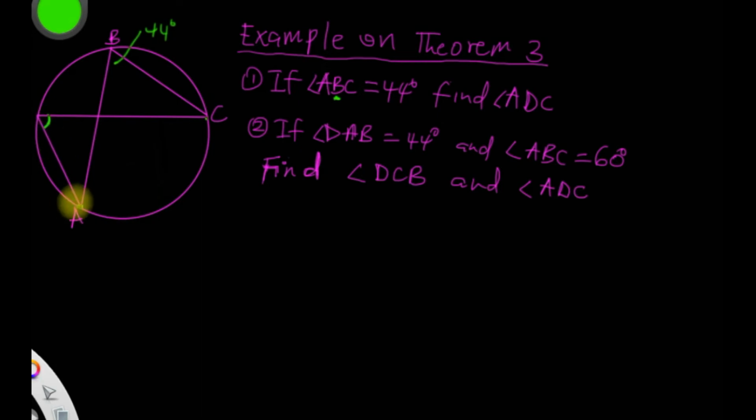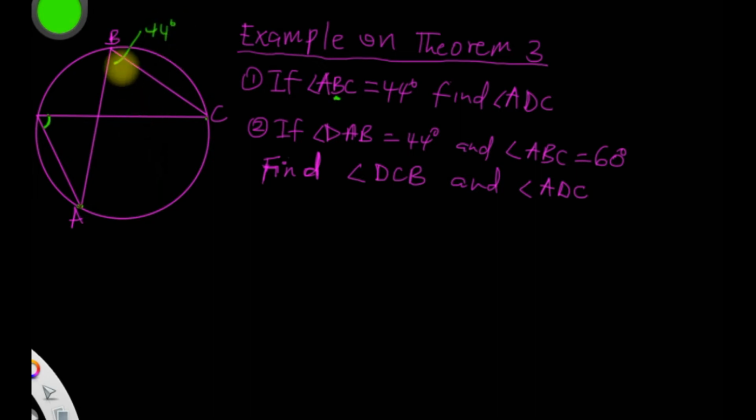But this angle at D is formed by what? It's formed by this arc AC. If you stand at D, you look at A, and if you stand at C, you move to D. So this angle ADC is formed by the arc AC, and this same arc is forming angle ABC, which is given to be 44 degrees.